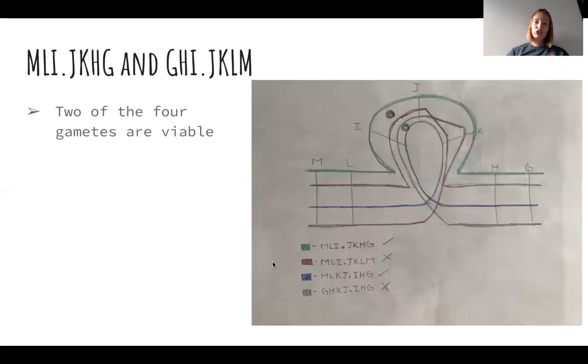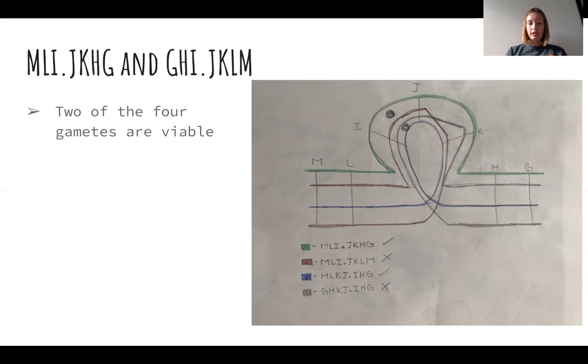So we're going to look at two individuals, and the chromosomes for this one are going to be MLI, centromere, JKHG, and GHI, centromere, JKLM. As you go through this image, you can look at the different colors and it will show you the different gametes. You can see 2 of the 4 are viable, while 2 of the 4 aren't.